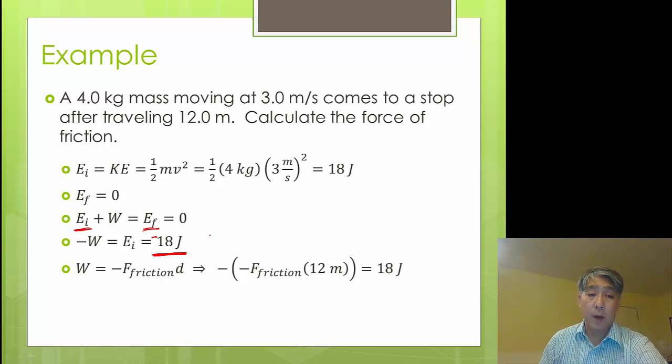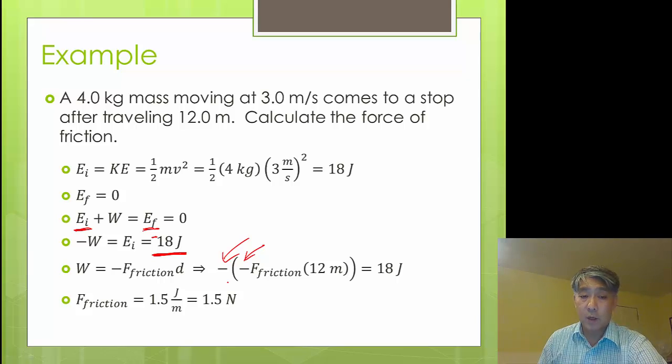So here we are. My work is 18 joules, which is also equal to the force of friction times the distance. Okay, keeping my minus signs in here, I have all my minus signs. They cancel out, however, and so I'm left with friction being 1.5 joules per meter, or 1.5 newtons. Okay? And that's the way we're going to be able to use the work kinetic energy theorem to calculate the force of friction in a different way. This way is a little bit more powerful, actually, because it applies to more situations than just the 3 kinematic variable solution.